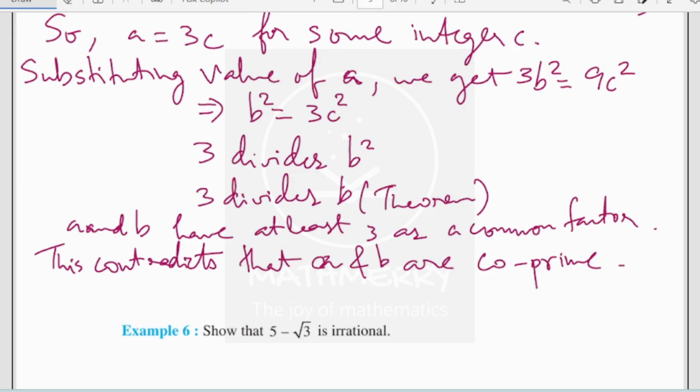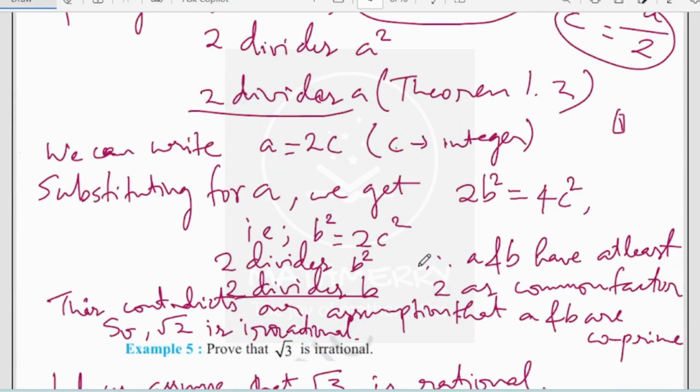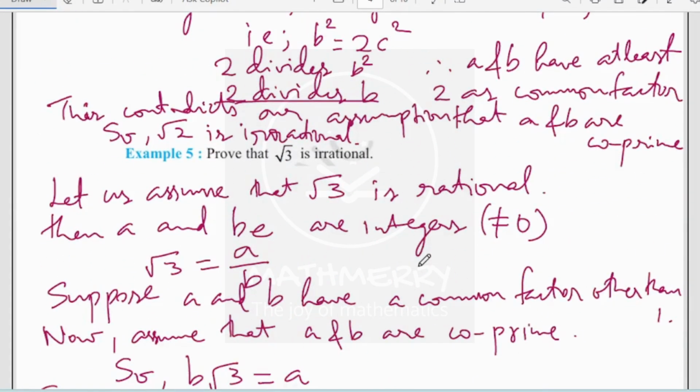So this means that our assumption that root 3 is rational is incorrect. So our assumption is wrong. Hence, root 3 is irrational. So basically what we are doing is we are assuming something to be rational, then we are proving ourselves that it's an irrational number. Okay, so I hope this is clear for you.